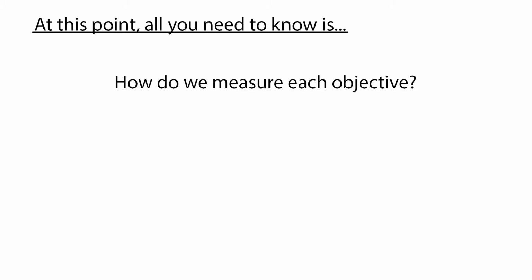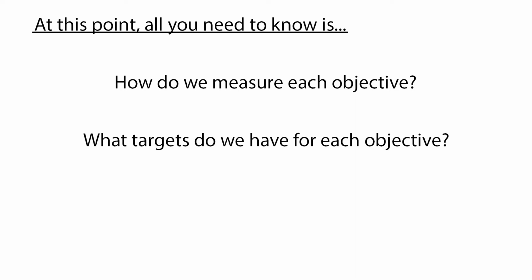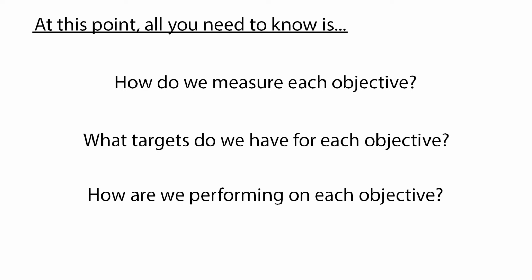The first, number one, how do we measure it? How do we quantify each of the objectives? Number two, what targets do we have? What are we trying to achieve? What do we see as optimal, as best? Number three, how are we actually doing at the moment? How is the UK and certain other countries actually doing in these objectives?